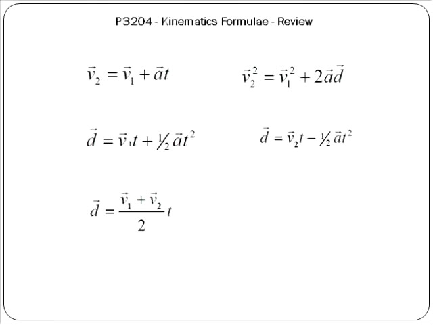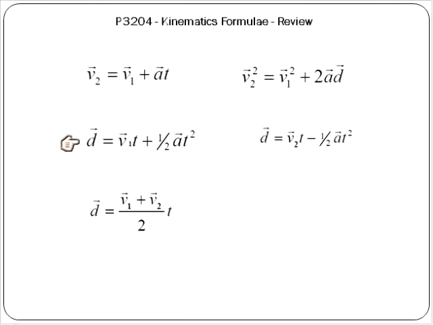Now some of these are a little more common than others. The acceleration formula, which is the first one here on the list, is used fairly often. V2 equals V1 plus AT. Sometimes that's written as acceleration equals V2 minus V1 over T. There's lots of different ways to write these equations. The second one is also fairly common: V2 squared equals V1 squared plus 2AD. Another way to write it is 2AD equals V2 squared minus V1 squared. You can rearrange it any way you like.